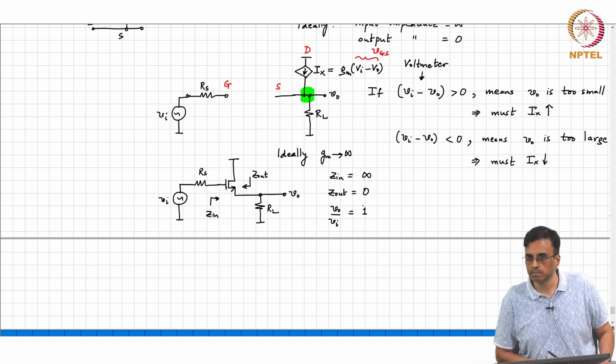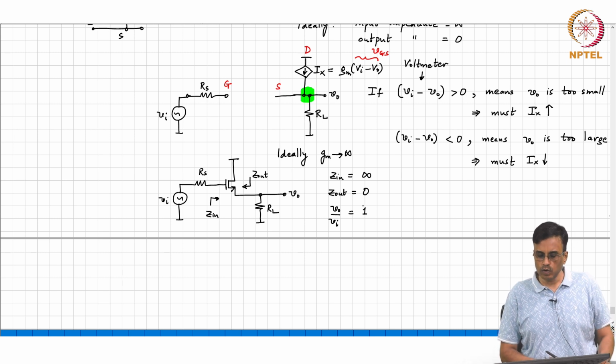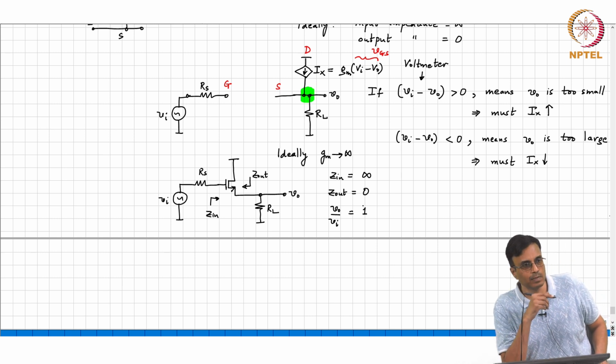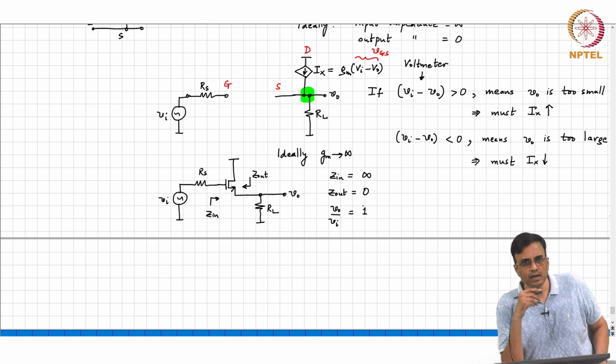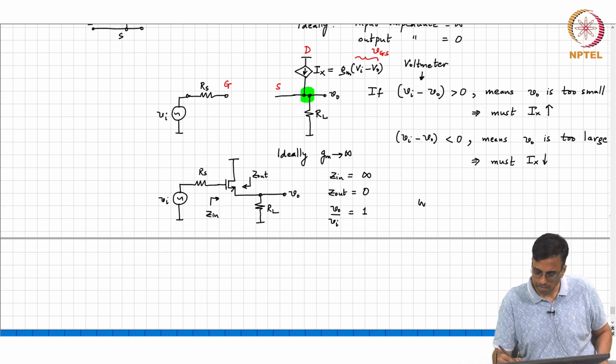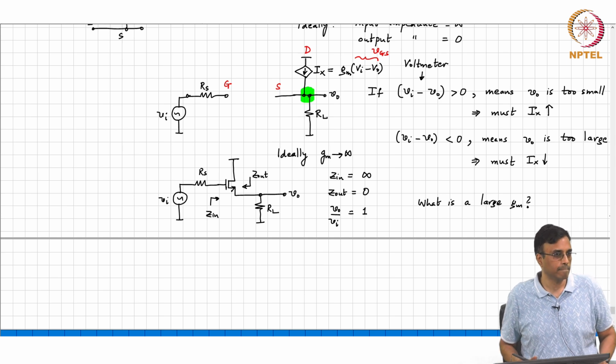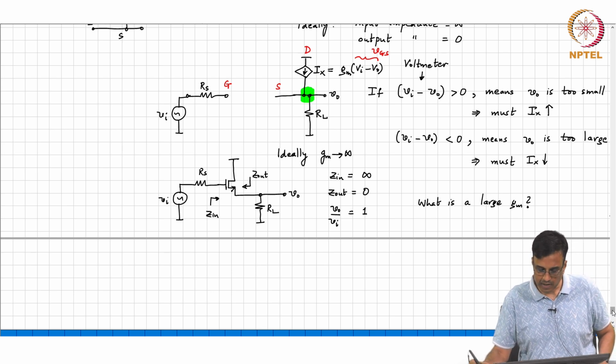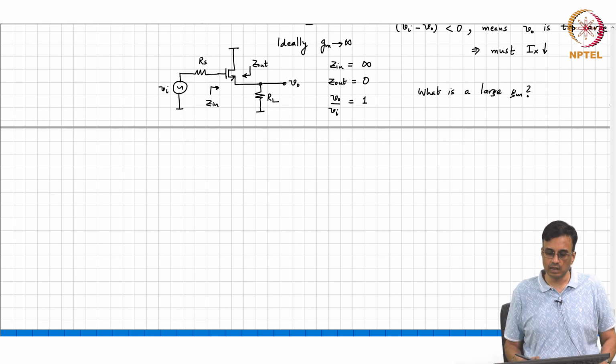Does that make sense, people? All right. So, ideally GM must be infinity. In reality, we can't get GM as infinity after all. GM must be very large. Now, the question is, so what is a large GM? All right, again, this is context dependent, and we have to figure out what the context in this particular case is.